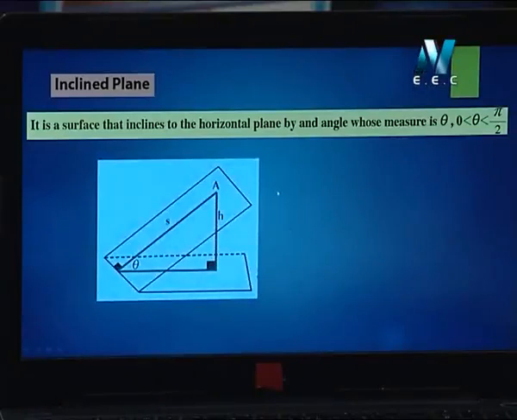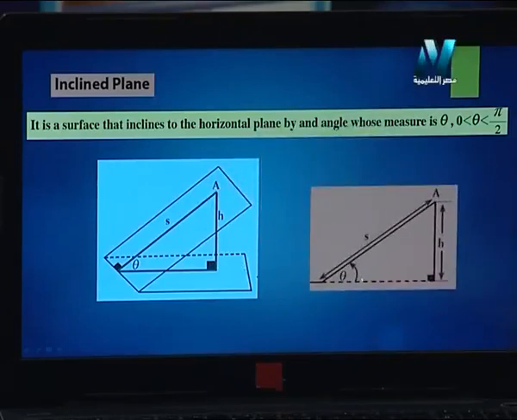Look carefully. It is a bridge or something like a plane here, inclined by theta to the horizontal. S is the distance here, h is the height here. We will draw it simply here. We have S, the distance here, and we have theta, the angle of inclination of the bridge or the inclined plane to the horizontal, and h is the height of this bridge at this point A exactly.